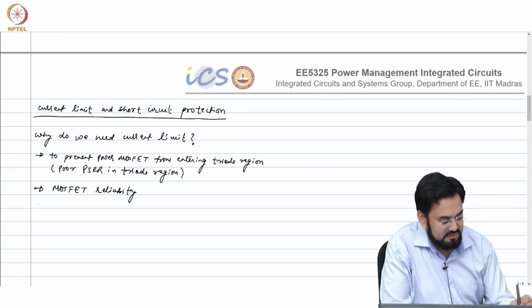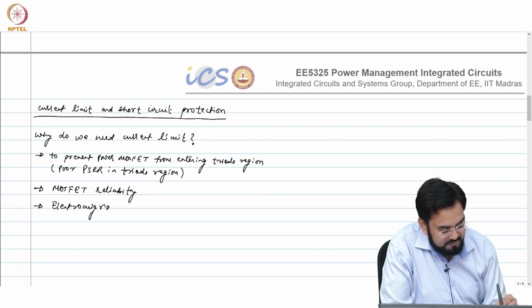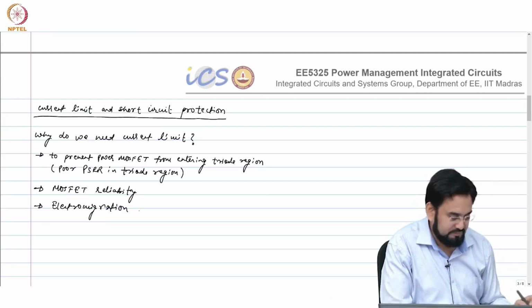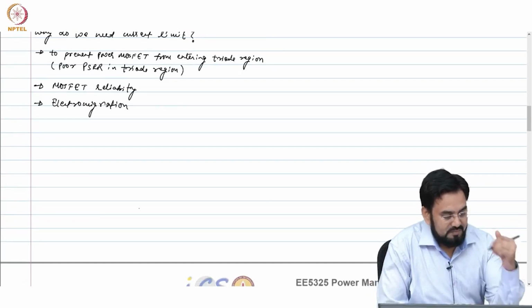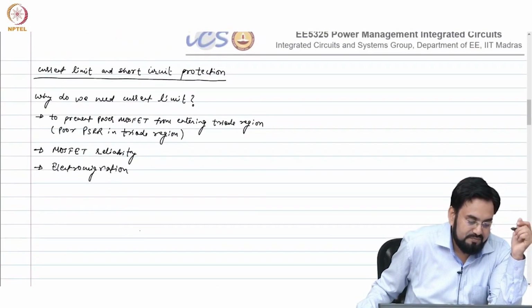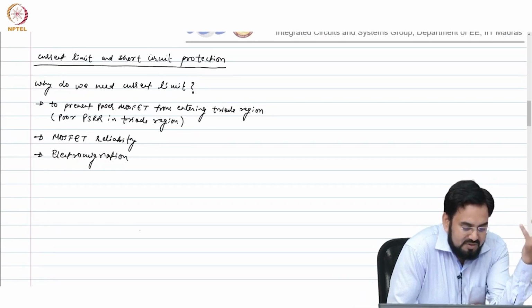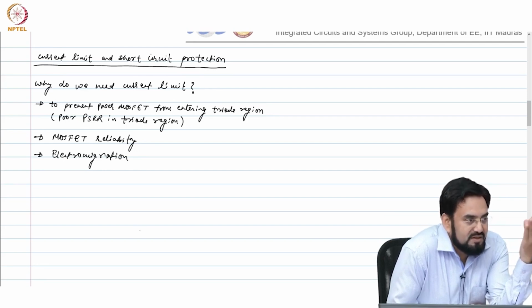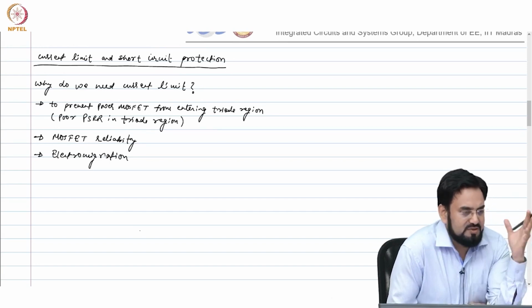MOSFET reliability and electromigration. Okay, so the current limit basically is applicable to both short circuit as well as higher current. So when you are increasing the load current and crossing that, that is more like a soft kind of a short circuit, not a hard one.